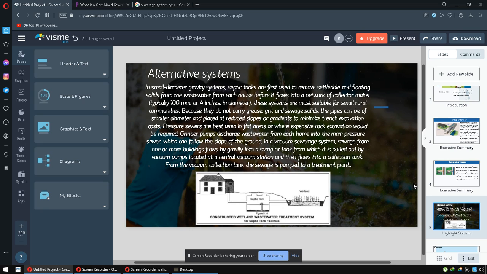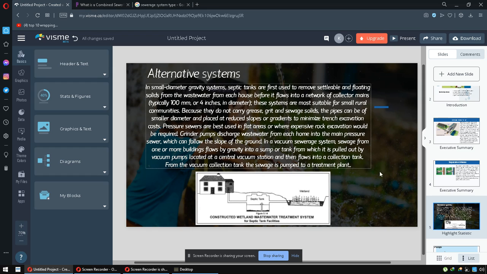Pressure sewers are best used in flat areas or where expensive rock excavation would be required. Grinder pumps discharge wastewater from each home into the main pressure sewer, which can follow the slope of the ground. In a vacuum sewage system, sewage from one or more buildings flows by gravity into a sump or tank, from which it is pulled out by the vacuum pumps located at a central vacuum station and then flows into a collection tank. From the vacuum collection tank, the sewage is pumped to a treatment plant.